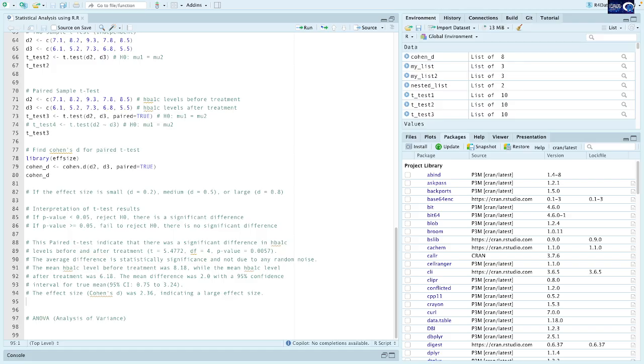Okay, the summary of the ANOVA result will be like this: for group there will be 2 degrees of freedom, and for residuals there will be 12 degrees of freedom. The group sum of squares will be 13.33 and the residual sum of squares will be 8.404.